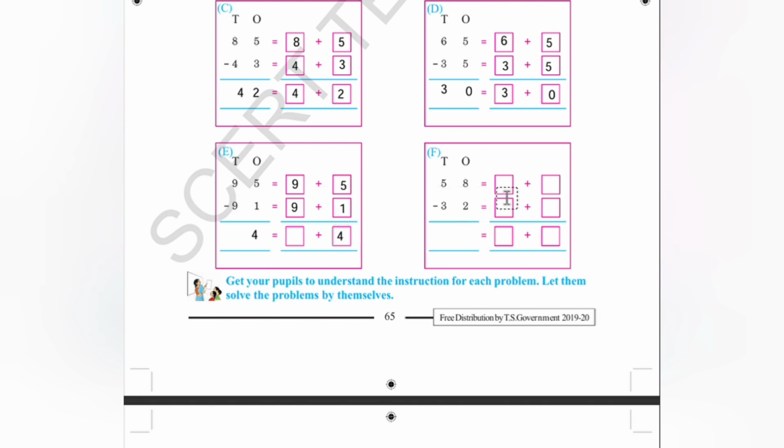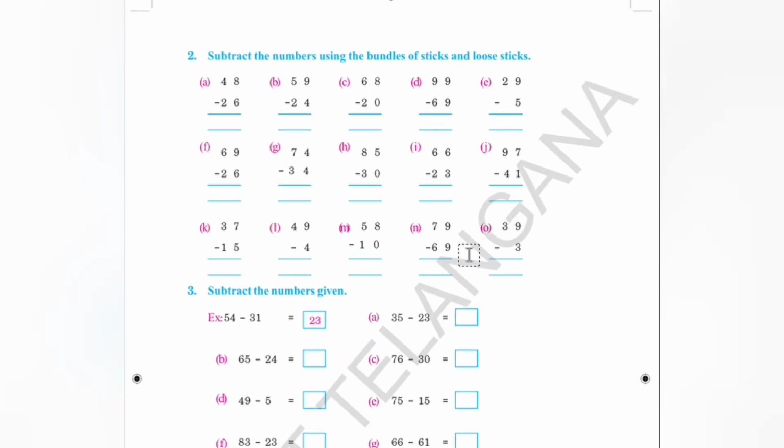58 minus 32. In the tens position, 5. In the ones position, 8. 32. Tens position, 3, and ones position, 2. 8 minus 2, that is 6. 5 minus 3, 2. So, here we have to write 26. Tens position 2 and ones position 6.